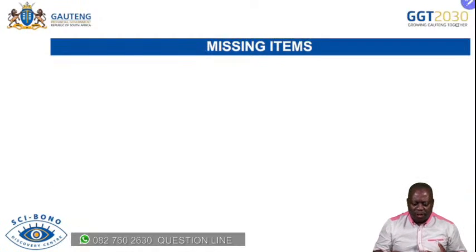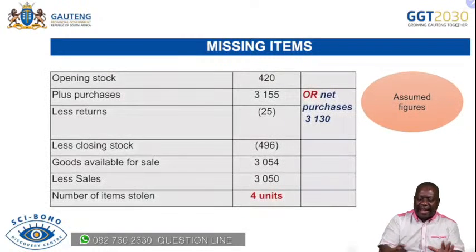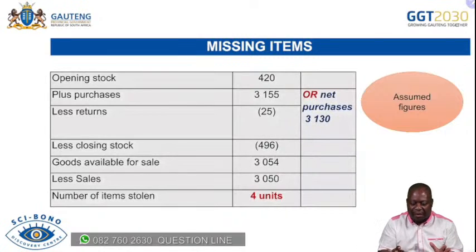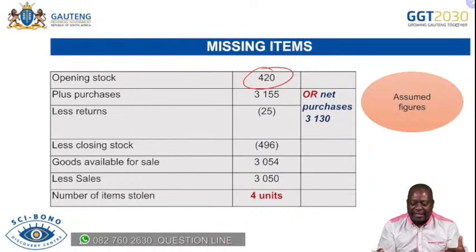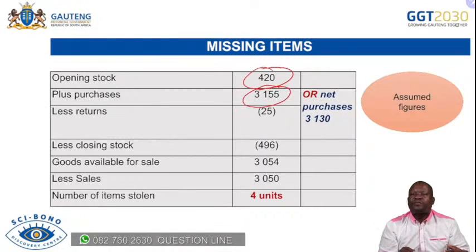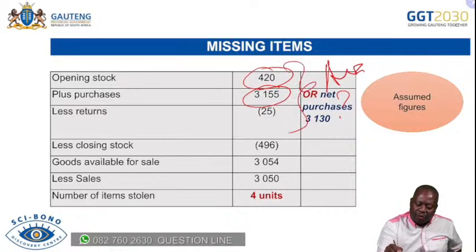Now, please take note, whenever it comes to missing items, let's just use this activity as assumed figures. We are not taking this from any activity, but it's always opening stock. We need to know how many units were there when we started. And then we add our purchases. And then we subtract the returns. And this, we call net purchases. Good. And then this gives us what is available. Always we need to know how much do we have available.